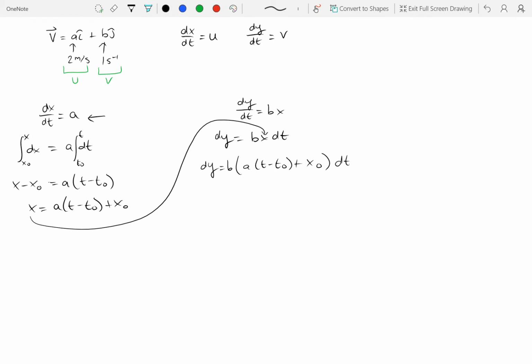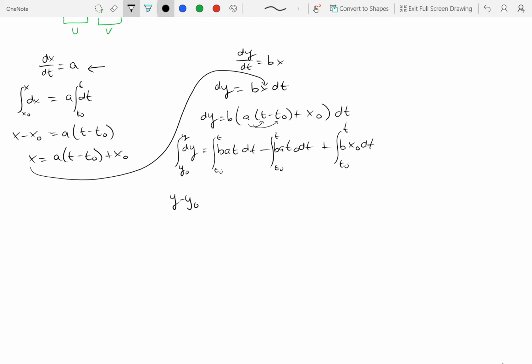So rearranging and distributing, doing this FOIL, and then multiplying over by b, I get dy is equal to bat dt minus bat naught dt plus bx naught dt, and I'm going to just integrate this entire equation. So I'm integrating this from y naught to y, this from t naught to t, this from t naught to t, this from t naught to t. What I have now is y minus y naught is equal to ba t squared over 2 from t naught to t, minus ba t naught t from t naught to t, plus bx naught t from t naught to t.